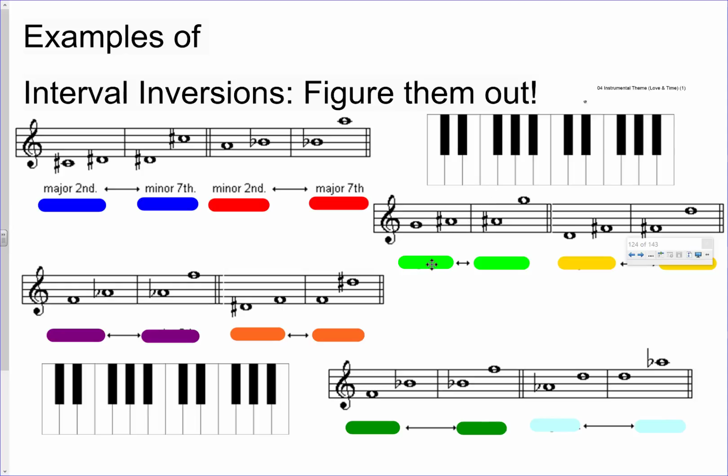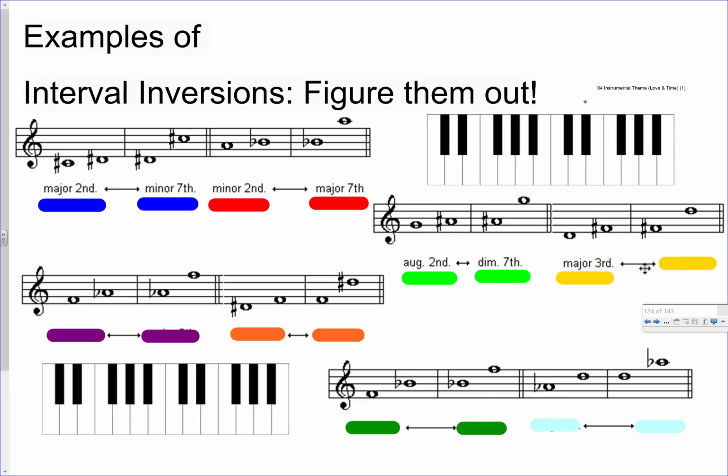And for the light green, G to A sharp is an augmented second. A sharp up to G is a diminished seventh. Remember that augmented and diminished intervals invert to one another. And don't forget about the rule of 9. Let's check out how you did with yellow. D to F sharp, major third. F sharp to D, minor sixth. Try the next set.